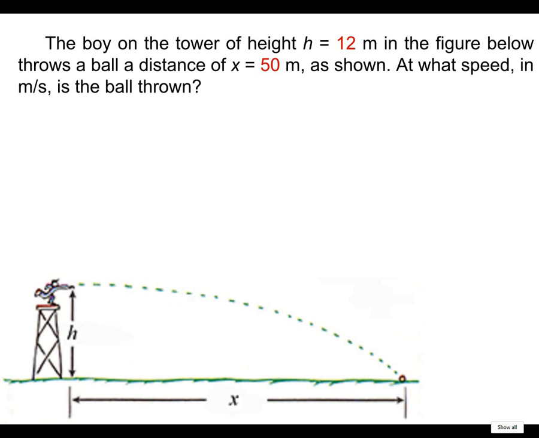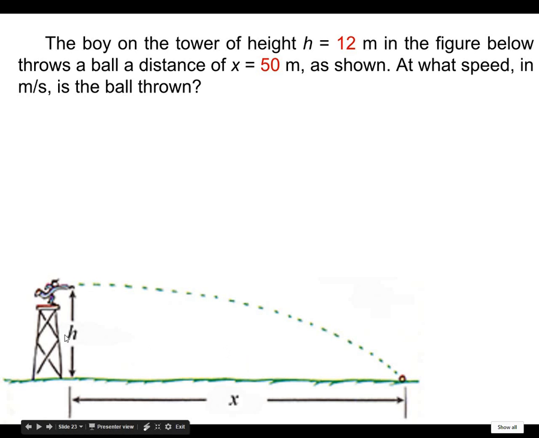Similar problem, slightly different question. The boy on the tower of the height 12 meters in the figure below throws a ball at a distance of 50 meters. This distance is 50 meters. At what speed did he throw the ball?